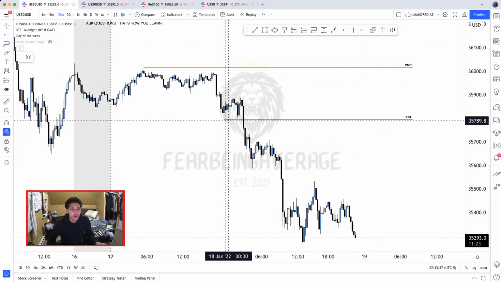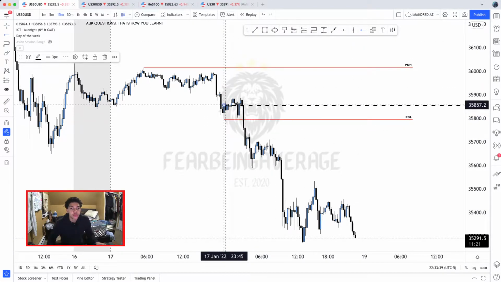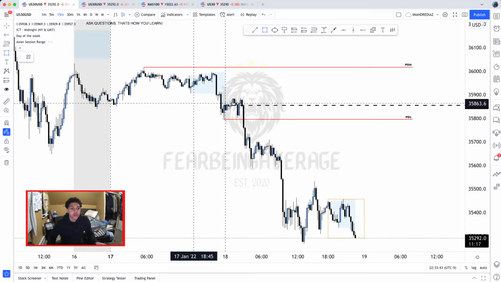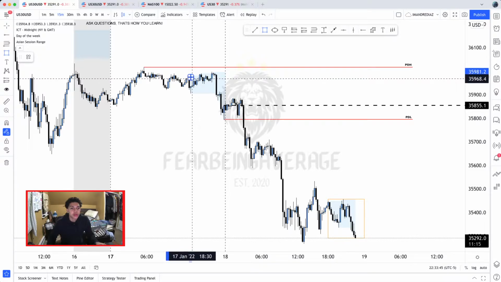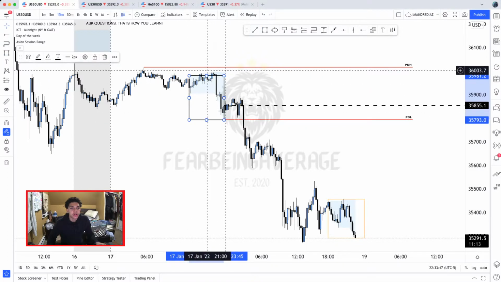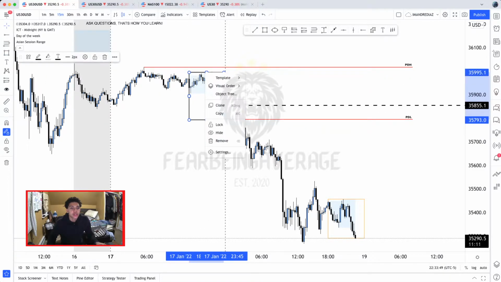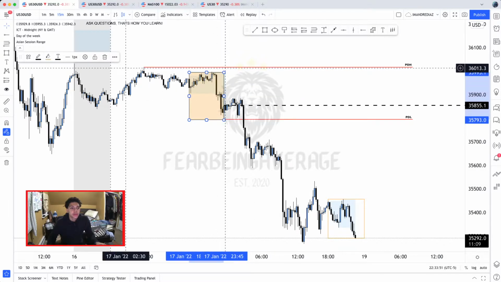So also I'm going to mark up where the market opened, which was right here. And then we're going to mark up the Asian session range. So from here all the way down to here, we have the Asian session range. So we have that.